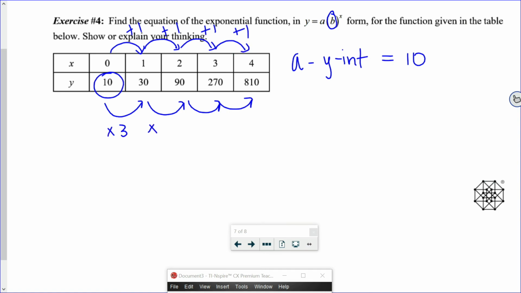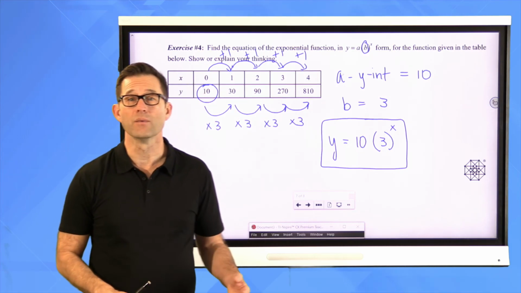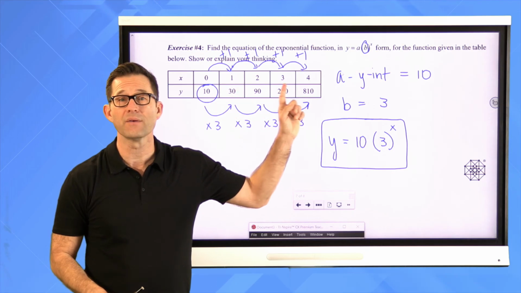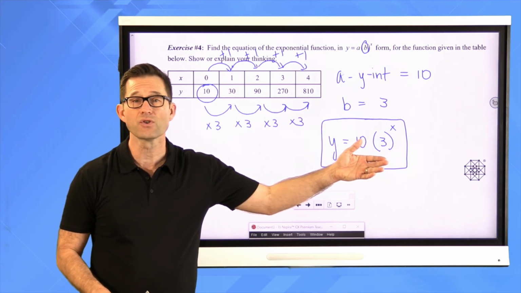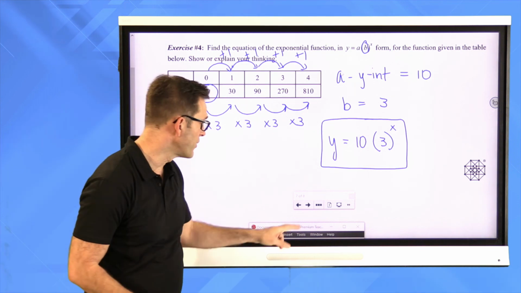And I kept this one easy. It should be obvious that each time we multiply by 3 to get from one y value to the next y value, so the base must be 3, which means the equation of my exponential function is 10 times 3 raised to the x. And that's it. And we could test it. We could take one of these other values of x, plug it into this function, and see if it gave us those y values. For now, though, we're going to move on.